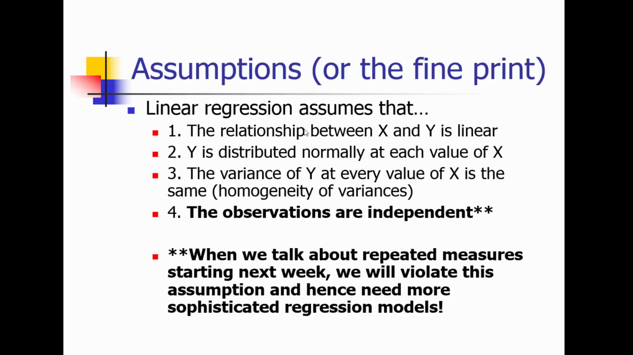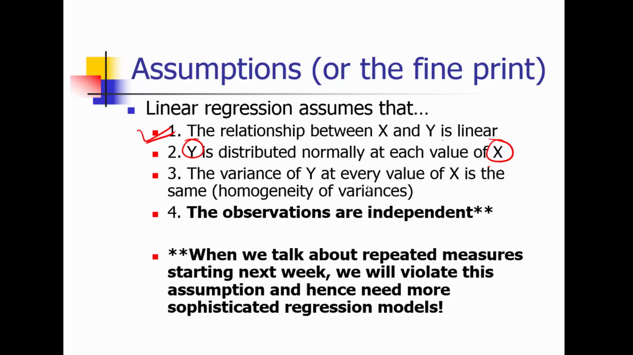Linear regression assumes that the relationship between x and y is linear, which is of course what the definition suggests: y and x are linearly related. Y is distributed normally at each value of x. That's not a strict assumption, so to say. Y and x need not be distributed normally, but a lot of the outcomes or results from linear regression cannot be explained if the assumption of normality is violated.